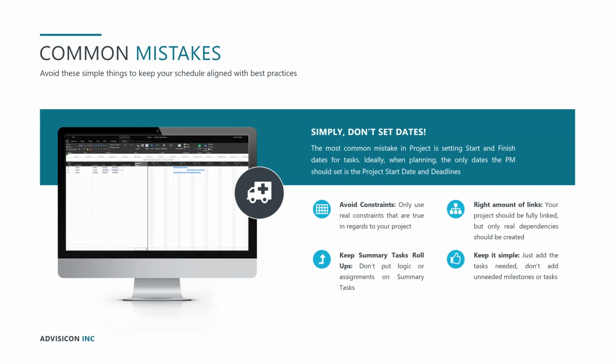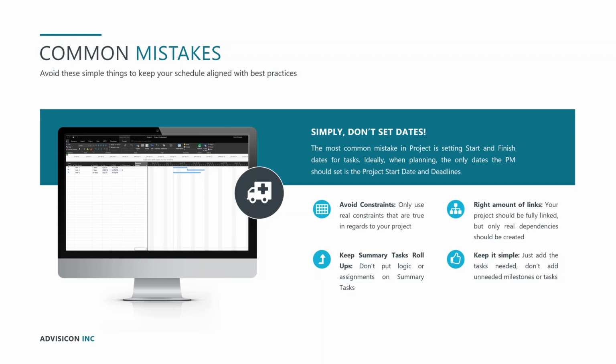The same goes for links. When we're setting predecessors and successors, we don't want to just set links to tasks to kind of get the dates to line up. Those predecessors and successors should be real. So if you're setting a finish to start, which is a normal predecessor, you are saying that this task 2 cannot start until task 1 is done.